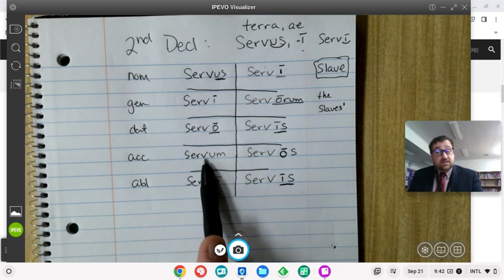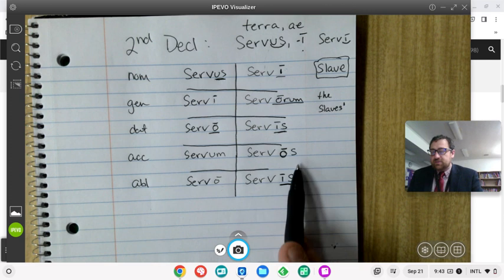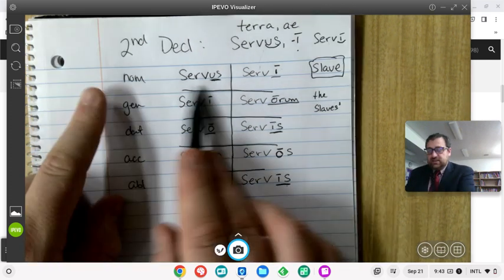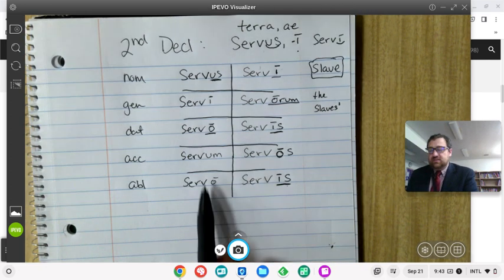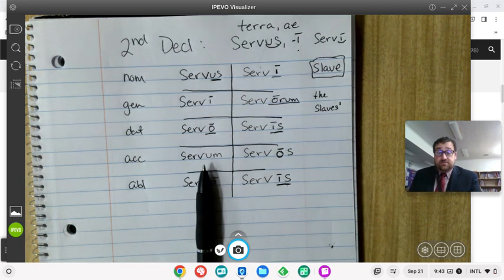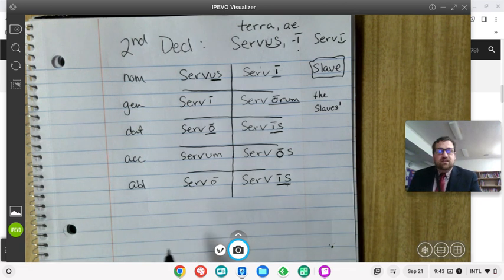And so servum means just slave. It doesn't require another little word. And servos means slaves, just like the nominative means slave and slaves. They don't require another little word, but it's when you're verbing a slave. I see the slave. I have the slave. I like the slave, right? And then the ablative, servo, and servis.